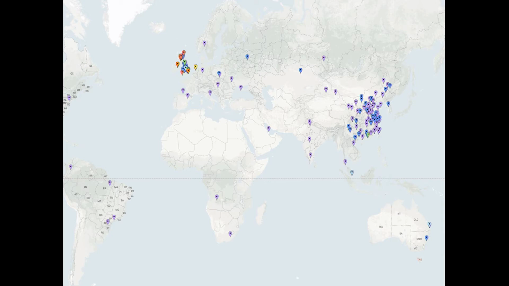Obviously, the red is the highly concentrated, lots and lots of activity going on, and the blues and the purples are 1 or 2 attempts. But as you can see, obviously, as you expect, up in Scotland, a lot of activity because that's where they're logging in legitimately.